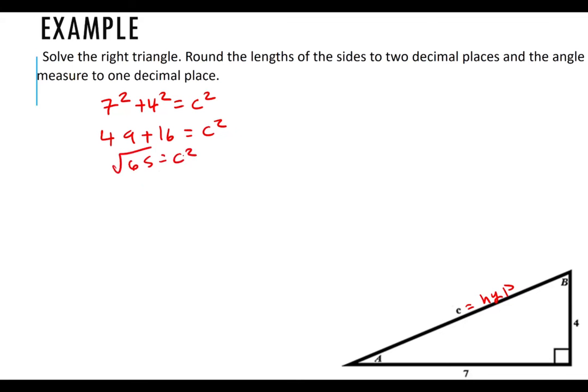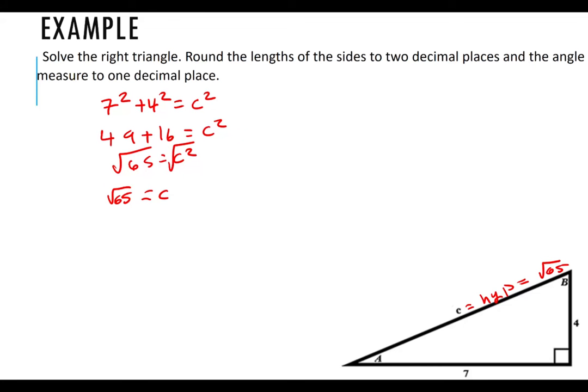Take the square root of both sides. We're working with a right triangle, so it's always going to be positive. And C is then equal to root 65. But 65 is 5 times 13, and since both of those are prime, that won't reduce, and so I claim my hypotenuse is root 65.